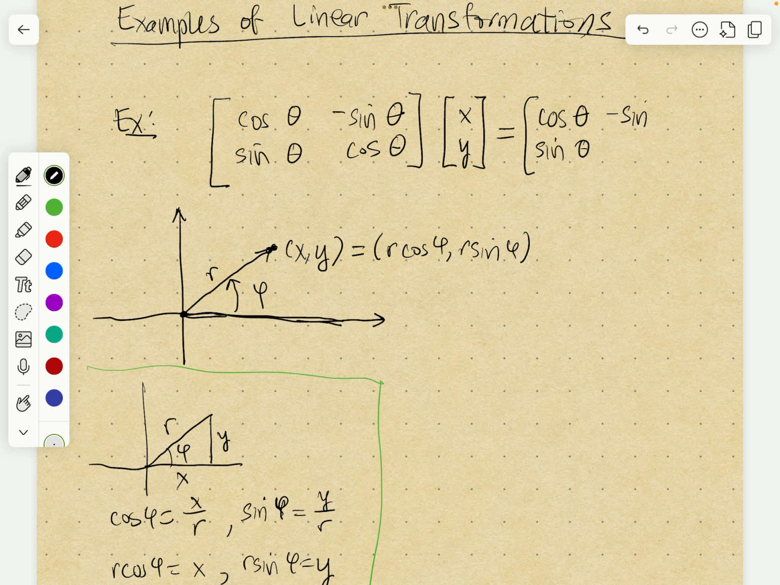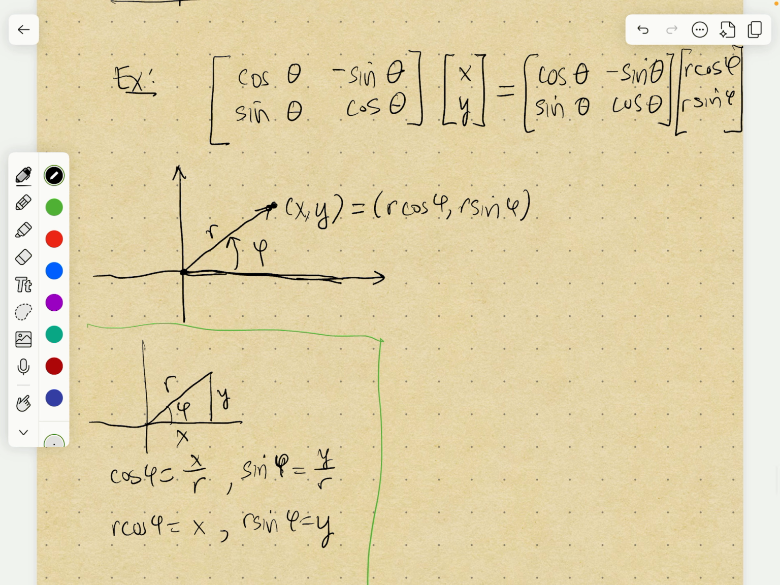So here's our matrix, and then we multiply it by the vector r cosine phi, r sine phi. By the way, the only point that does not have polar coordinates is the origin, but the matrix is going to take the origin to the origin. So we know that the origin is going to go to itself. Okay, but the question is, what happens if you take any other point? Well, let's multiply. So we multiply that matrix by this vector.